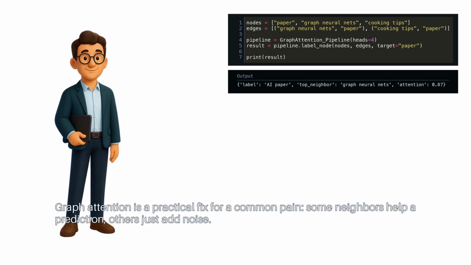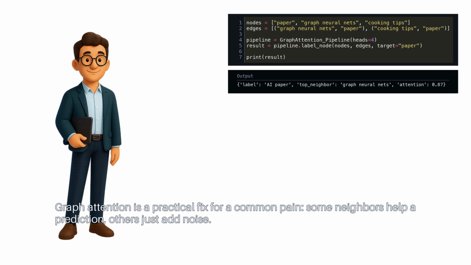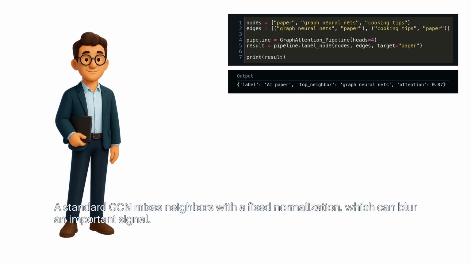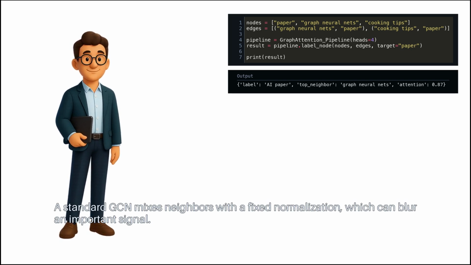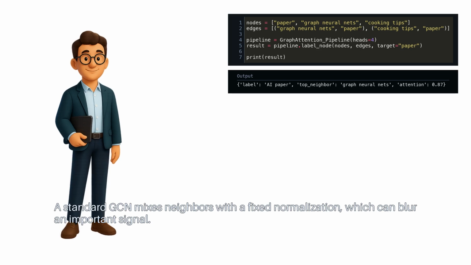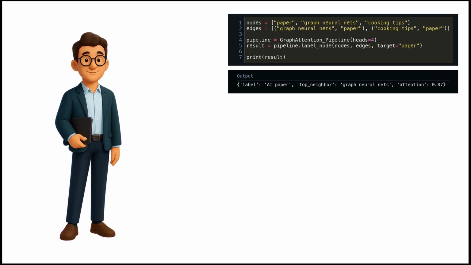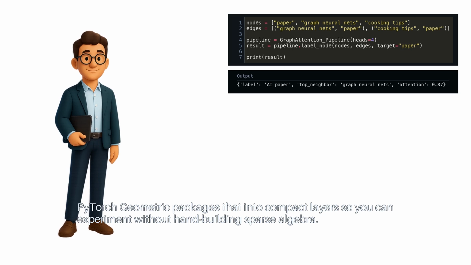Graph attention is a practical fix for a common pain. Some neighbors help a prediction, others just add noise. A standard GCN mixes neighbors with a fixed normalization, which can blur an important signal. GATs let the model pick which edges to trust. PyTorch Geometric packages that into compact layers so you can experiment without hand-building sparse algebra.